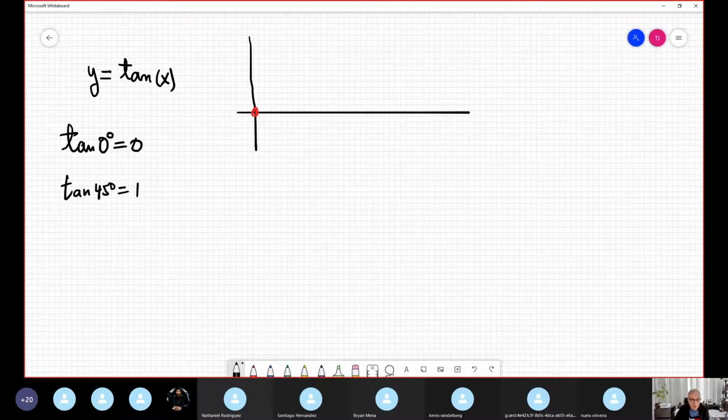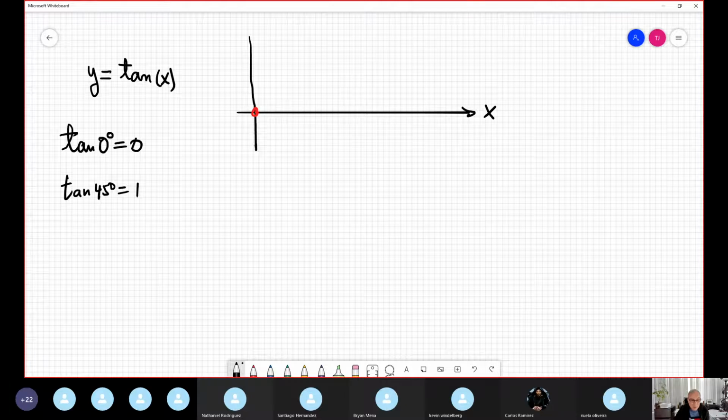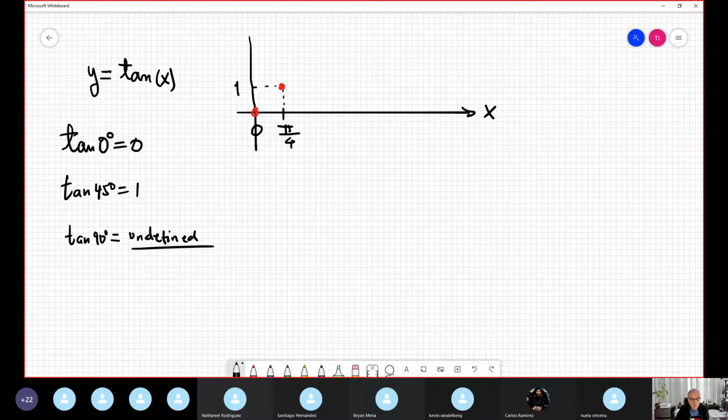Normally, the graph is done in radians, not degrees, but it doesn't matter. You can do it both ways. This is the x-axis. Suppose this point is (0, 0), and this is (pi over 4, 1), 1 here, this point. And tangent of 90 degrees is undefined, so no value. The reason is that pi over 2, which I suppose is here, is an asymptote. It's a vertical asymptote.